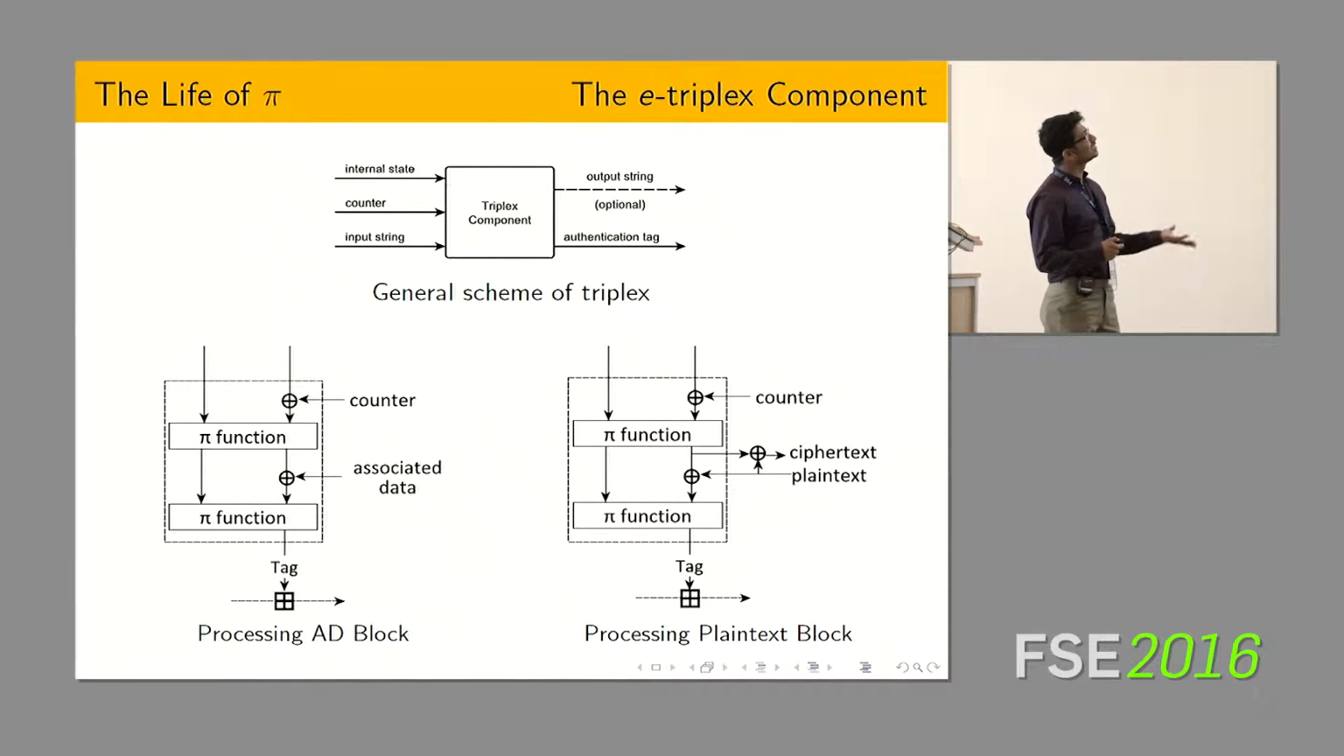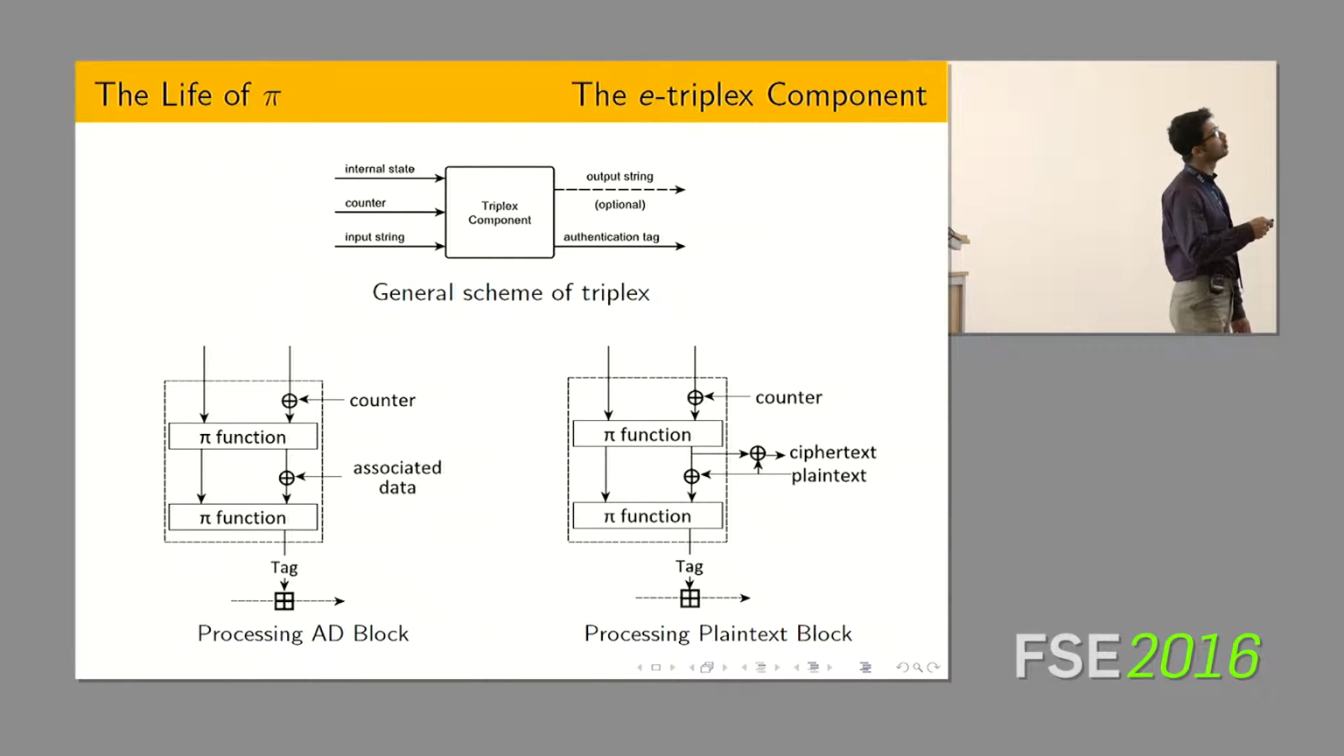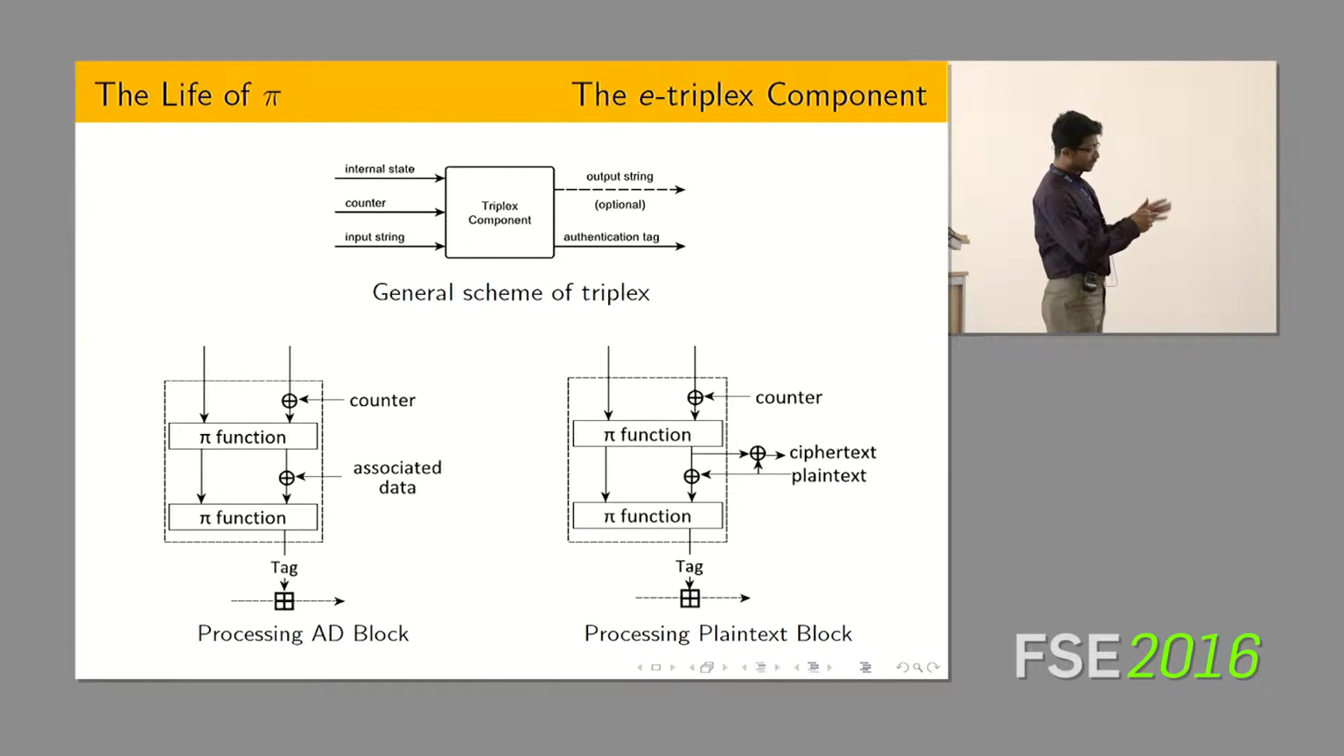Now, the basic building block of the cipher is what the authors call a triplex component. In an abstract sense, it has 3 inputs and 2 outputs, among which one is optional. As you can see, this is the inside of the triplex component, which instantiates the Pi function 2 times. In the case of associated data, it just gives the partial tag as an output, while in the case of plaintext it also gives the ciphertext. That's why it's called the optional output here. So this is the basic building block.